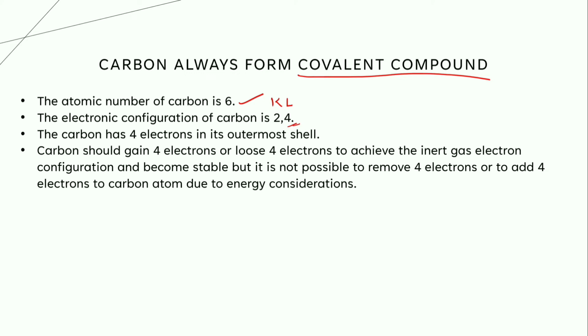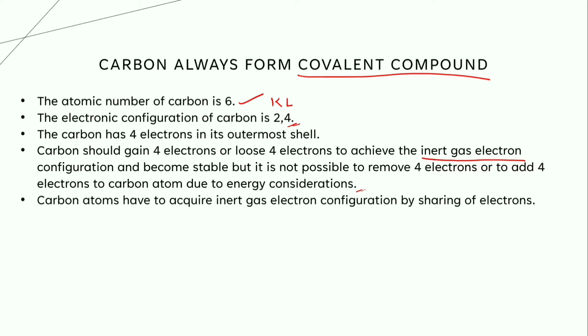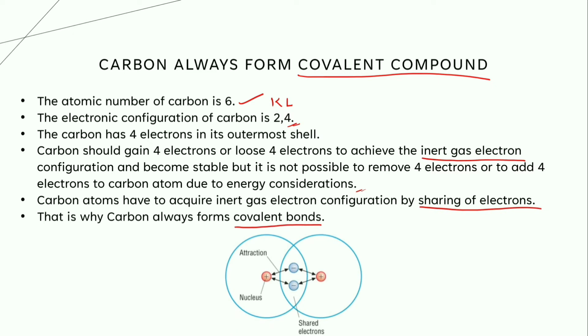Carbon should gain 4 electrons or lose 4 electrons to achieve the inert gas electron configuration and become stable. But it is not possible to remove 4 electrons or to add 4 electrons to a carbon atom due to energy considerations. Carbon atoms have to acquire inert gas electron configuration by sharing of electrons. That is why carbon always forms covalent bonds. This picture just shows how the atoms share electrons between them.